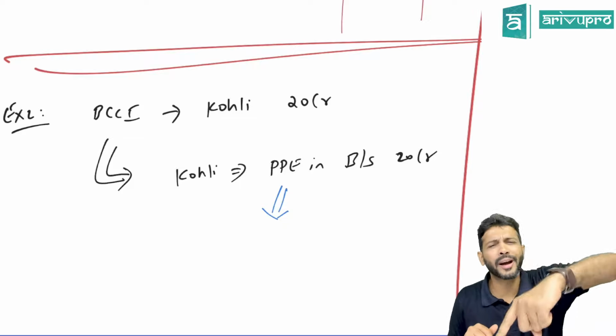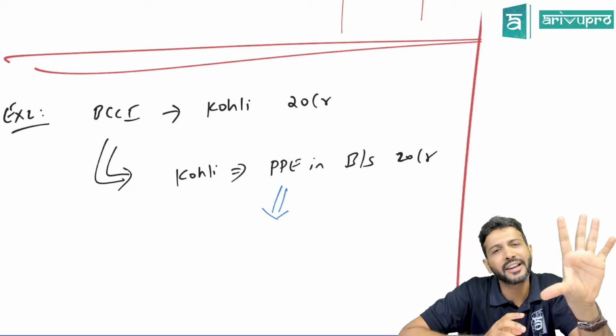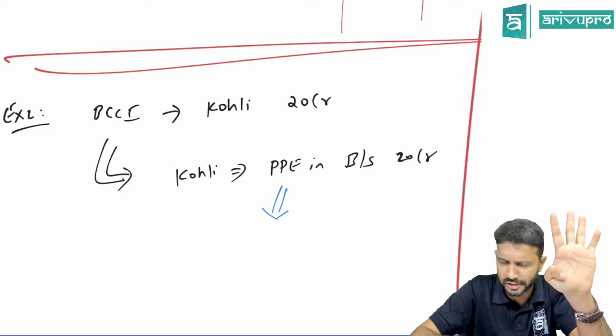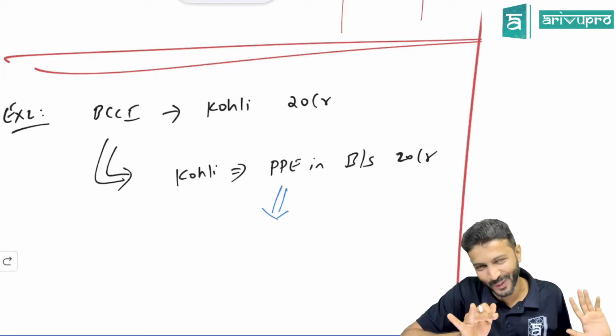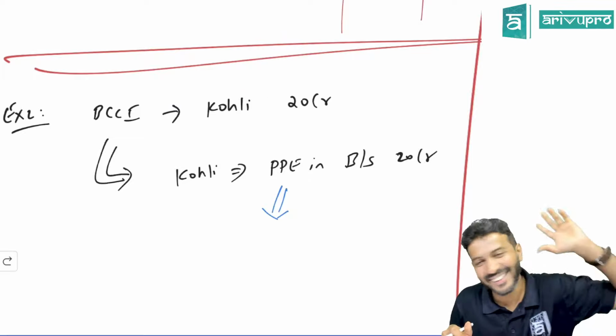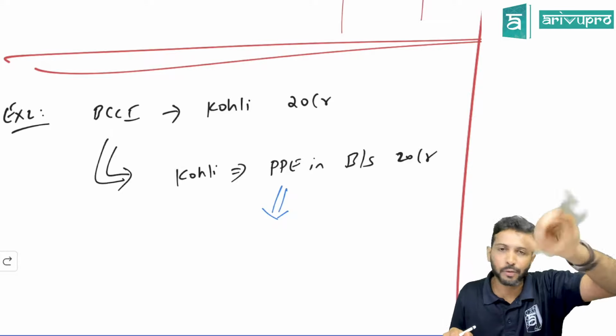So again, let's go back and revisit the definition. What is the definition of PPE and the recognition criteria? One, it should be a tangible asset. So obviously, I can see Virat Kohli. I don't know about you. Can we see Virat Kohli? Yes. So is it a tangible asset? Yes. Second one, held for use.